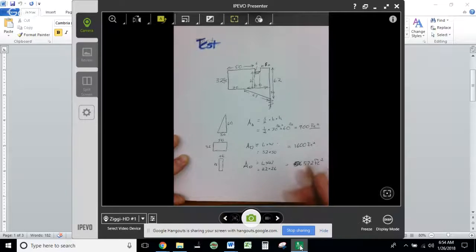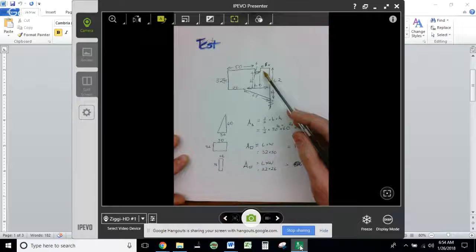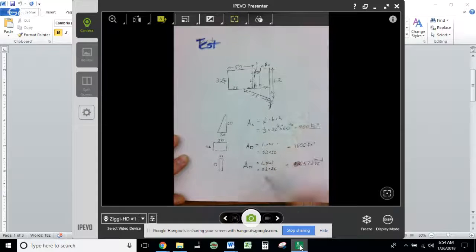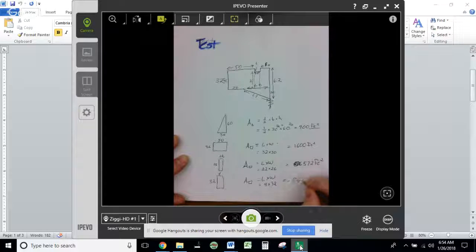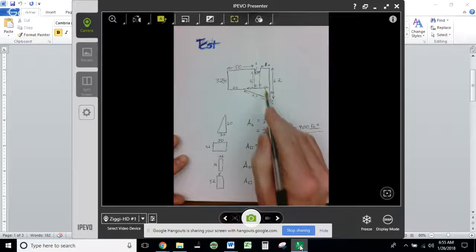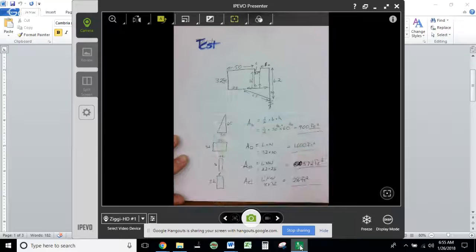So that's that one. Then the only other one that we have left is right here. That's 8 by 32. So here's my really skinny one. Length times width again equals 8 times 32. And 8 multiplied by 32, 256 feet squared. Now we have 1, 2, 3, 4 different areas because we have 1, 2, 3, 4 different shapes in our overall complex shape.